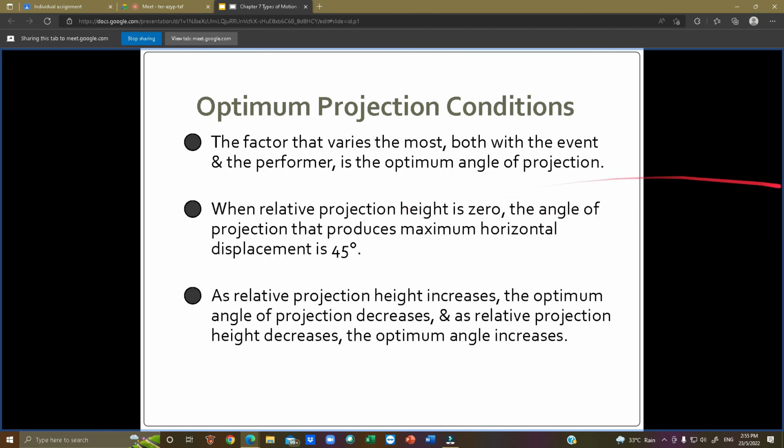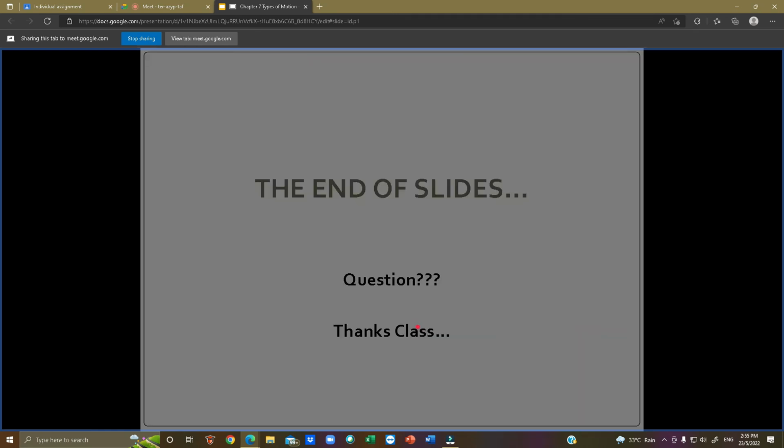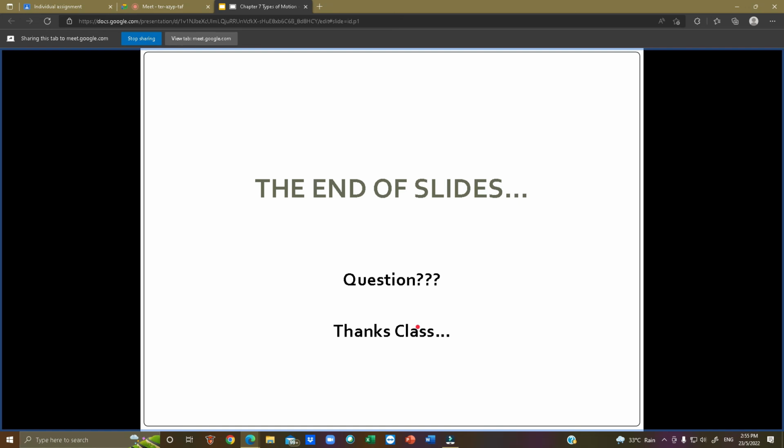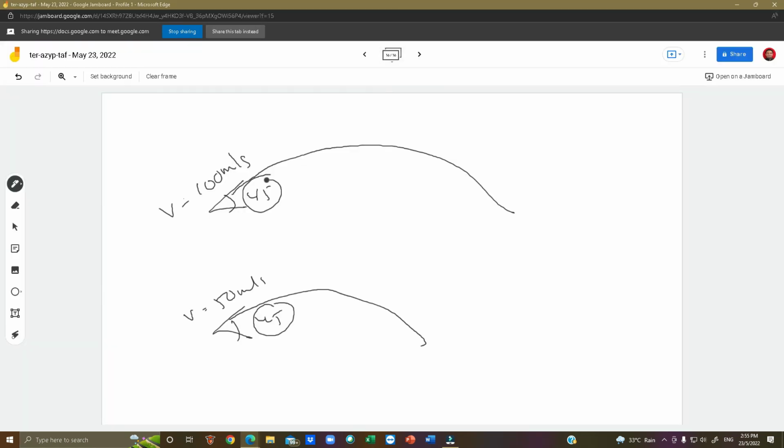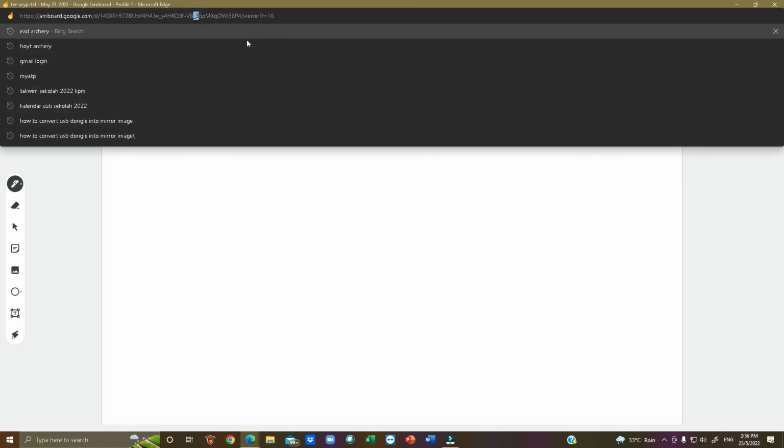Ni relative projection height. If RPH 0, 45 degree. If RPH positive, less than 45, ni macam golfer tadi tu. If RPH negative, it will be more than 45. Ni macam basketball. Okay, basketball, netball, where the ending is higher. Alright. Okay, now I'm going to show you why 45 degree. Okay, this is just for your knowledge. Sampai tadi dulu, sampai projectile. Can you get it? Are you okay with that?